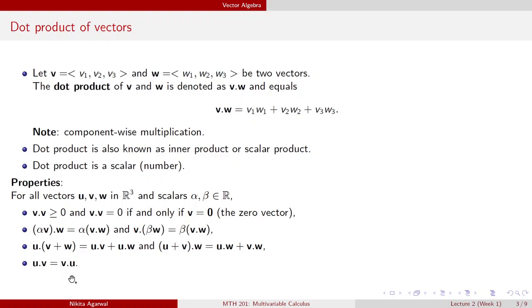And finally, this is something that I have already discussed. If you take two vectors U and V, their dot product is same as V dot U. Okay, so the definition of dot product is very simple. It's just adding component wise products of the two vectors.